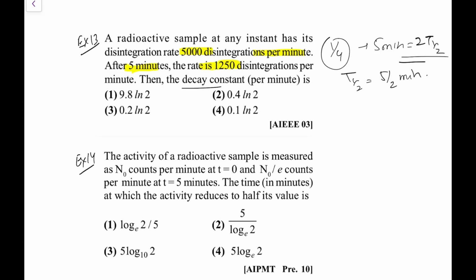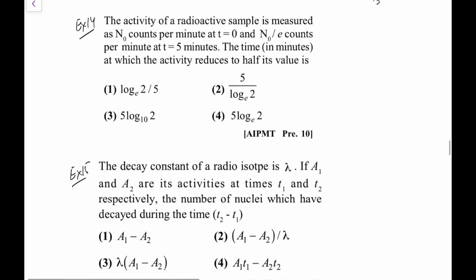But the question asks for the decay constant. So decay constant, you know, is ln2 by t half. So ln2 by t half means this would be 2 by 5 times ln2, that is 0.4 times ln2. Go for option 2. Next one.